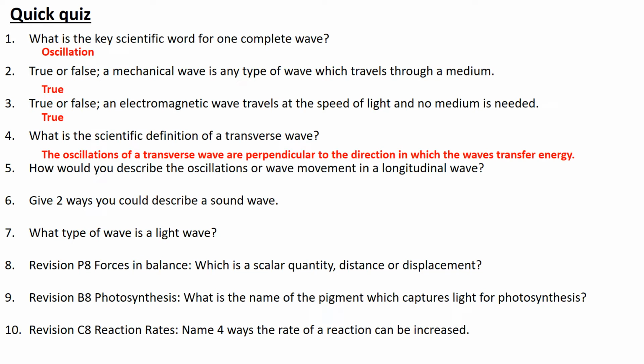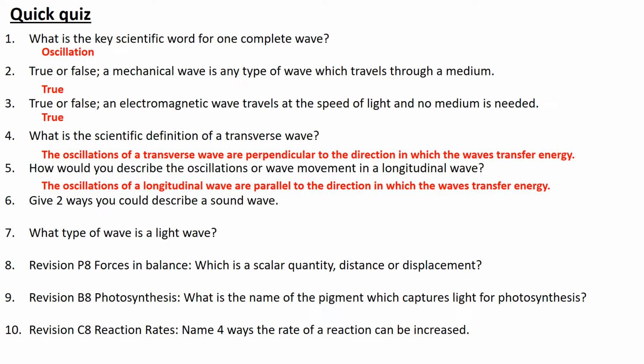But what is the scientific definition of a transverse wave? And this is that perpendicular word again. The oscillations of a transverse wave are perpendicular to the direction in which the waves transfer energy. In a longitudinal wave, the oscillations are parallel to the direction in which the waves transfer energy. Two waves you can describe as mechanical and longitudinal are sound waves. What type of wave is a light wave? It's an electromagnetic transverse wave.